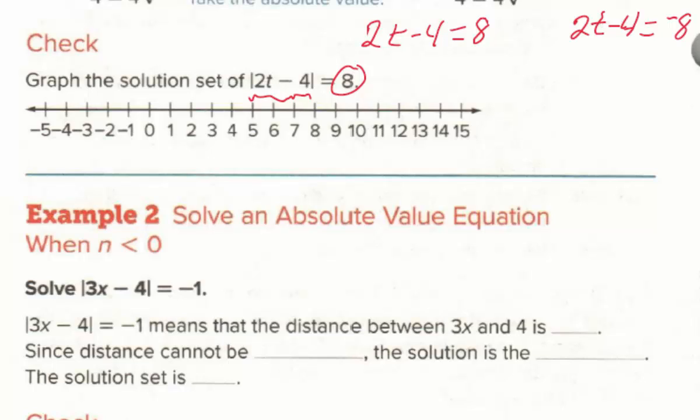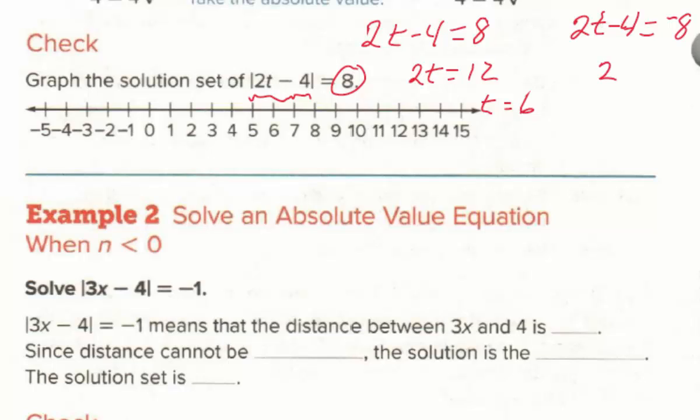And then we do our regular solving. So we're going to add 4 on the left-hand side to both sides, and we end up with 2t equals 12. And then we're going to divide by 2 on both sides, and we end up with t equaling 6. So we have 6 as one possible solution. This right-hand equation, we're going to still add 4 to both sides.